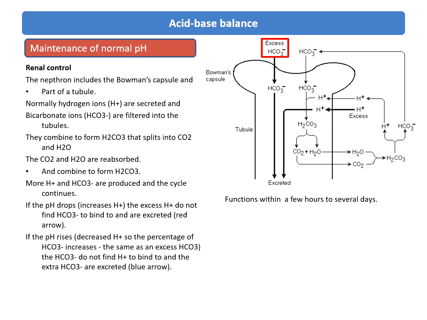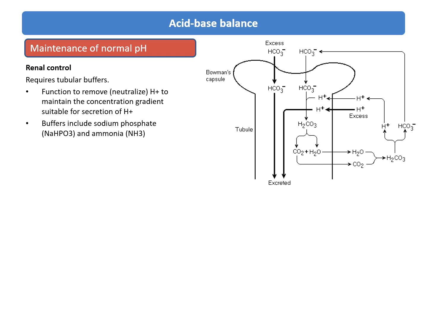This functions within a few hours. Perhaps it takes a day or two. But it's a very powerful controller of acid base because it can excrete hydrogen ions from the body. Renal control, however, is more complex than I'm leading you to believe. It requires tubular buffers. They function to remove or neutralize hydrogen ions to maintain the concentration gradients suitable for secretion of hydrogen. Buffers include sodium phosphate and ammonia.